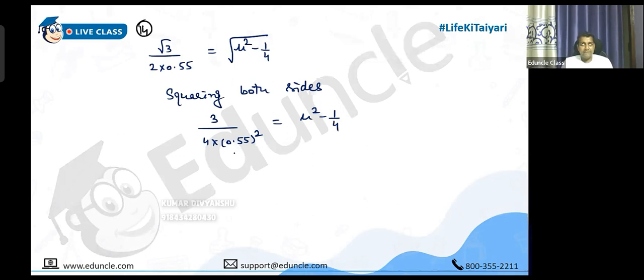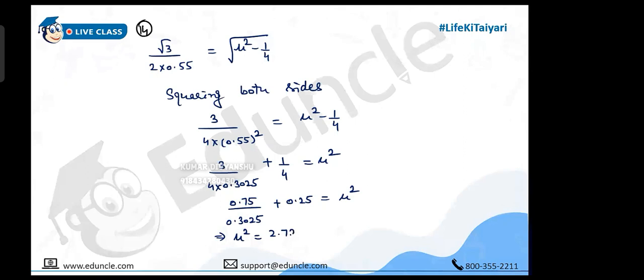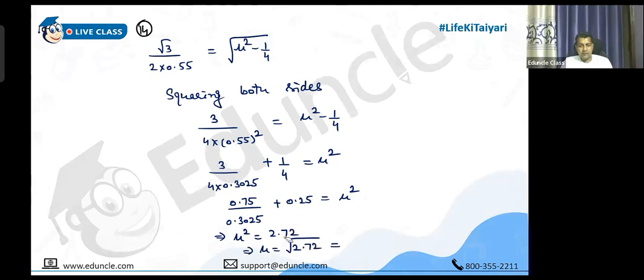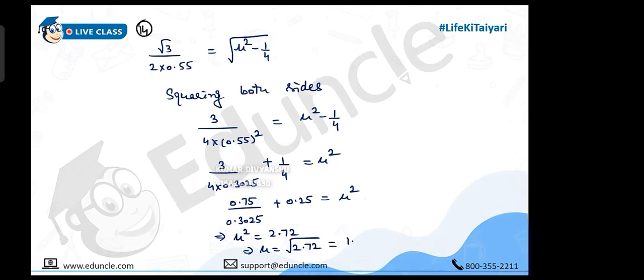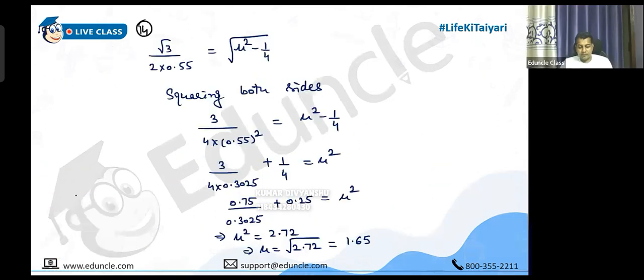So what is this 0.3025? What is this quantity? Please tell me the value of mu square. So it will be 2 point something. 2.72. And what is the square root? It will be around 1.65. 1.65. Okay, it means option B. And you can see even a simple question can become trickier. Yes, sir. The formula was very simple, but according to the given information, it became a little bit difficult.